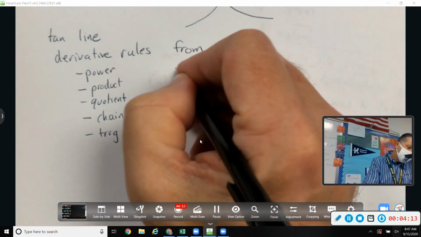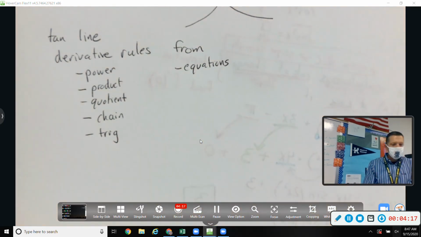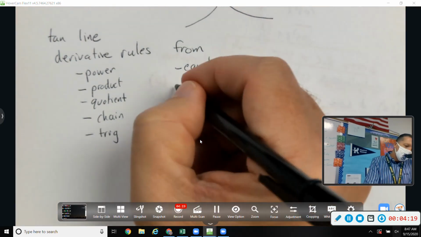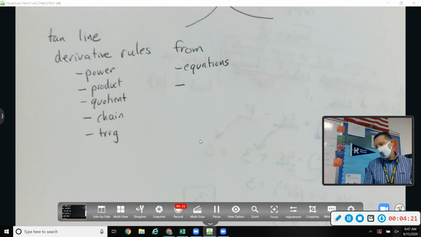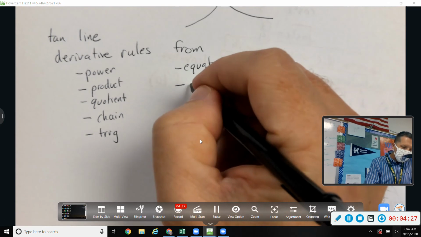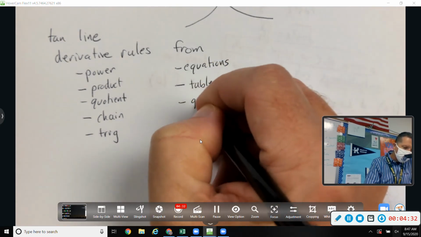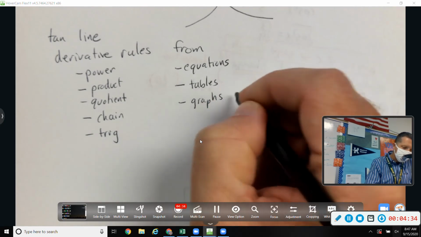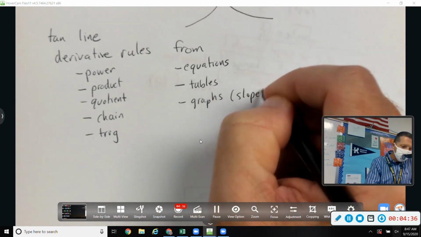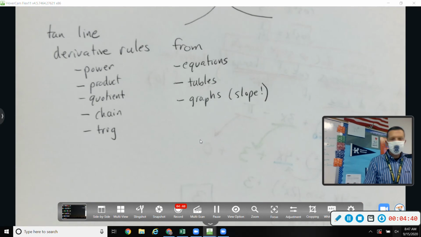From mostly equations. That's what most of the stuff we worked with is from equations. But on that worksheet that I will give you today, I posted it yesterday, we talked about it yesterday, but I'll give you a copy of it today. We can also do this stuff from tables or from graphs. Of course, if you're looking at a graph, you're thinking slope. If you're looking at a table, you're just going to have to use the rule.